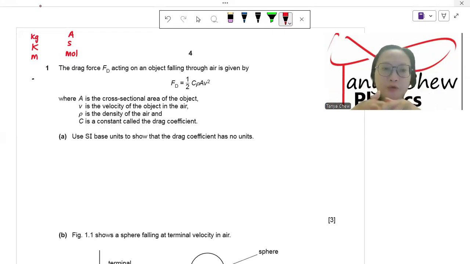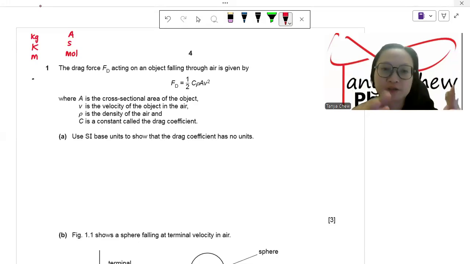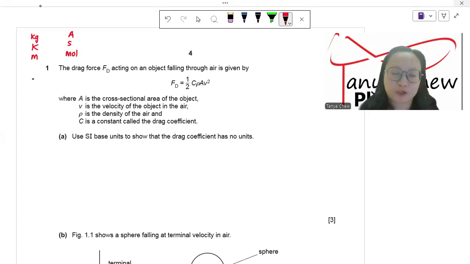Now, to prove that the drag coefficient, which is C, has no units, I would like to use homogeneous equations. Since the equation is valid, left-hand side base units must be equal to right-hand side units, right? To prove that this equation is homogeneous, all you need to do is cancel off the units to see whether C has units or not.